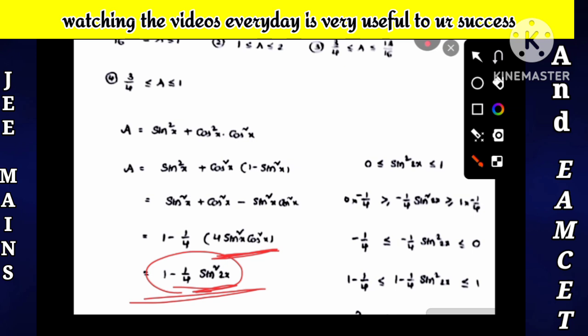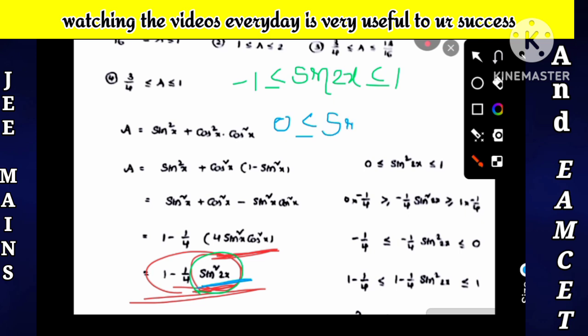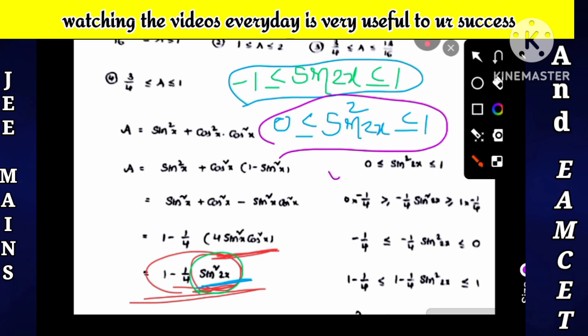So see the function here, what we have: sin square 2x. What is the range of sin square 2x? Now already we know that minus 1 is less than or equal to sin 2x is less than or equal to 1. The range of the sine function always lies between minus 1 and 1. But here you have sin square 2x. That is, the range is taken like that: 0 is less than or equal to sin square 2x is less than or equal to 1. Understand all of you? The range of sin x is minus 1 to 1. But the range of sin square x is 0 to 1. Okay, take this condition.